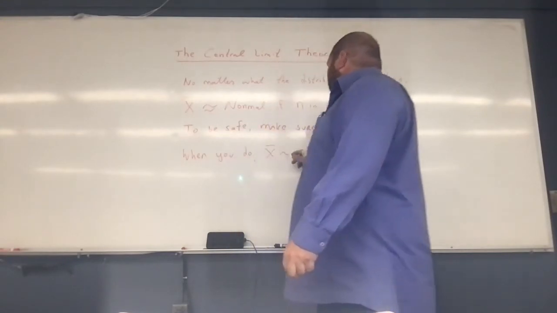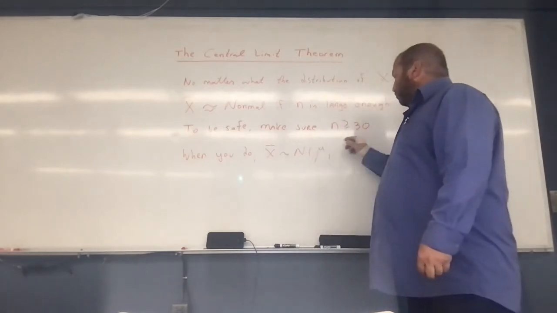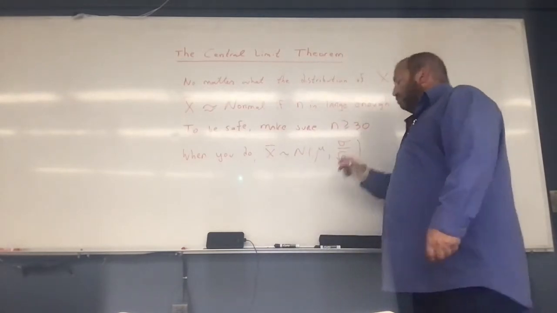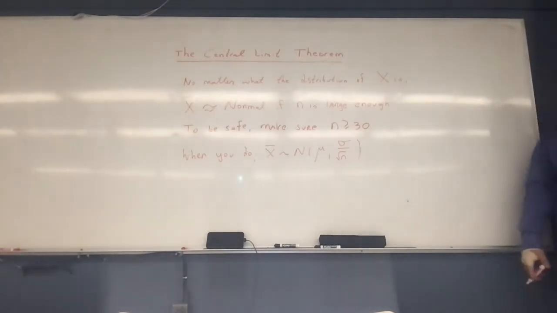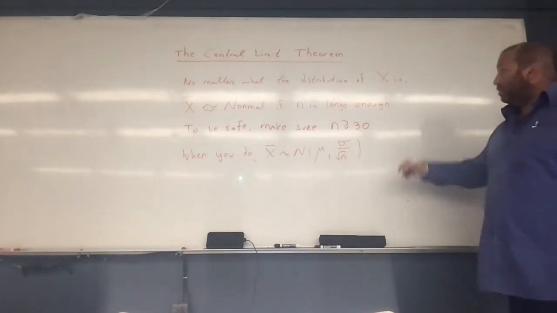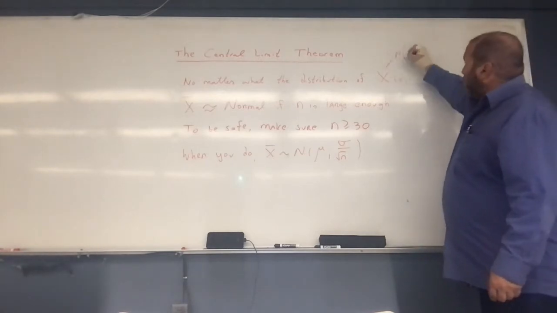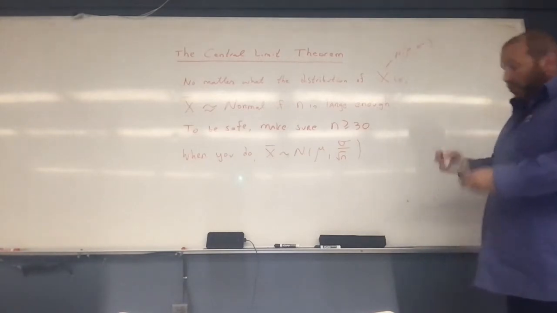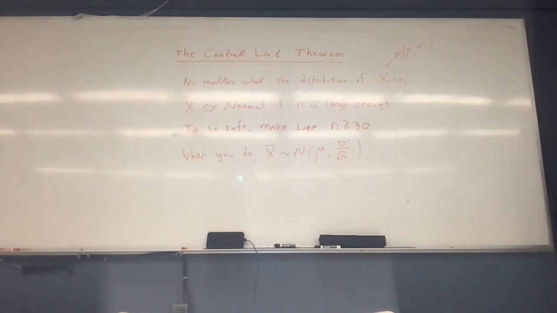And when you do, X bar is about normal with the same mean mu as the original and the same formula sigma over the square root of n, where X, right, the original distribution is N of mu, sigma. X bar is N of mu.